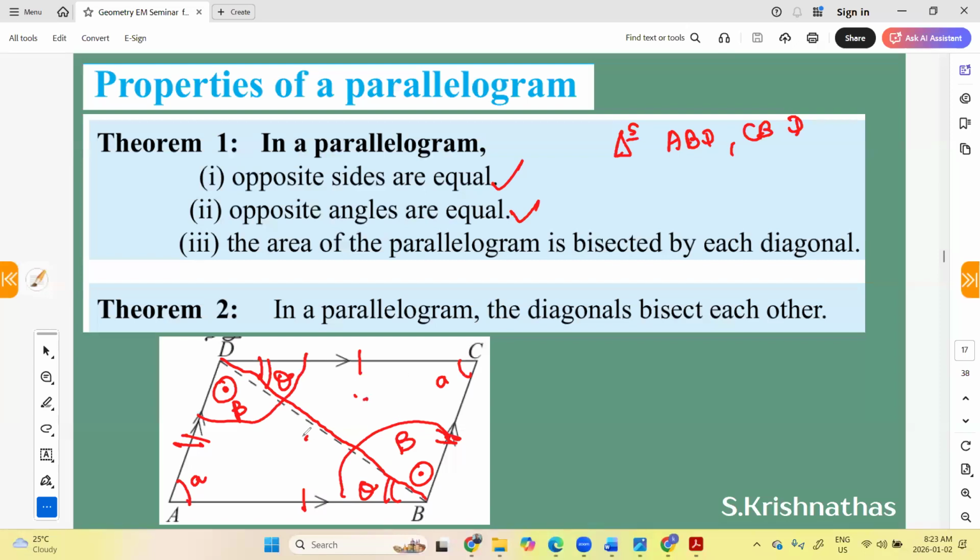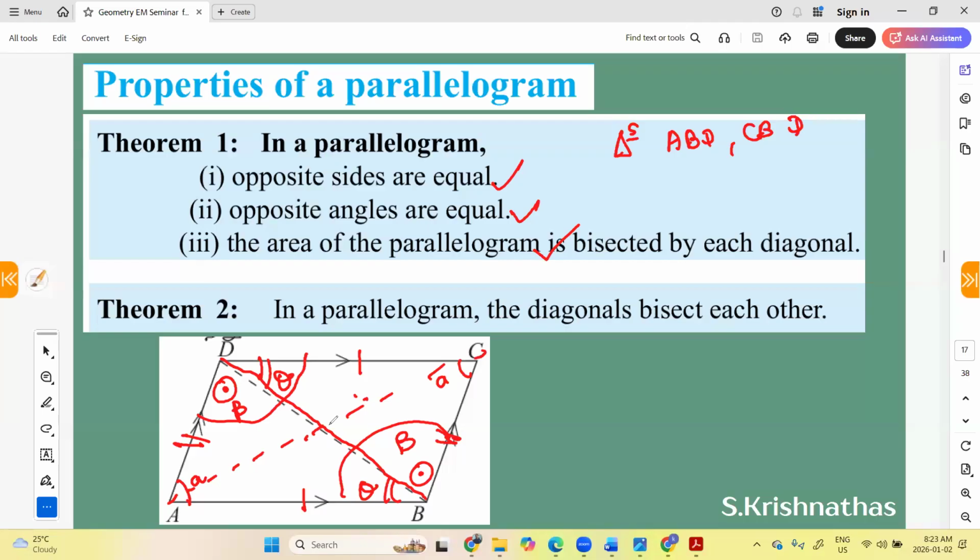Students, if these two triangles are congruent, then area also equal. In congruent triangles, all properties are equal. Area equal area, perimeter equal perimeter, everything. So we have to draw the other diagonal, then we can prove these diagonals also bisect the parallelogram into two triangles.